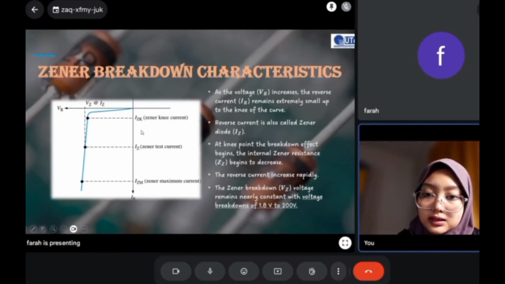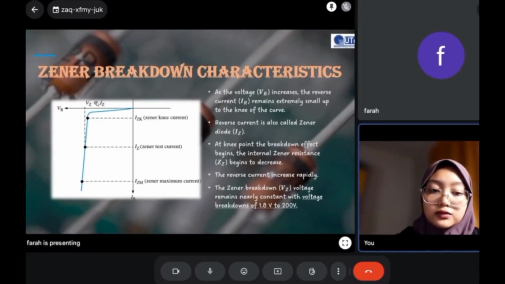This is the diagram of the Zener breakdown characteristic. As the VR increases, the reverse current, which is IR, will remain extremely small up to the knee of the curve. So at the knee point, the breakdown begins. The internal Zener resistance begins to decrease, so the reverse current also increases rapidly. So the Zener breakdown voltage, VZ, remains nearly constant, with breakdown voltages of 1.8 to 200 volts.